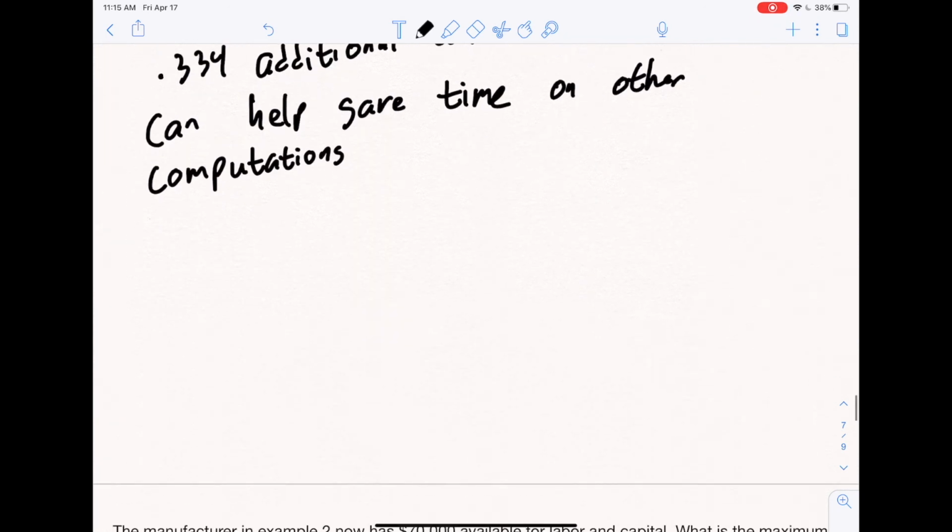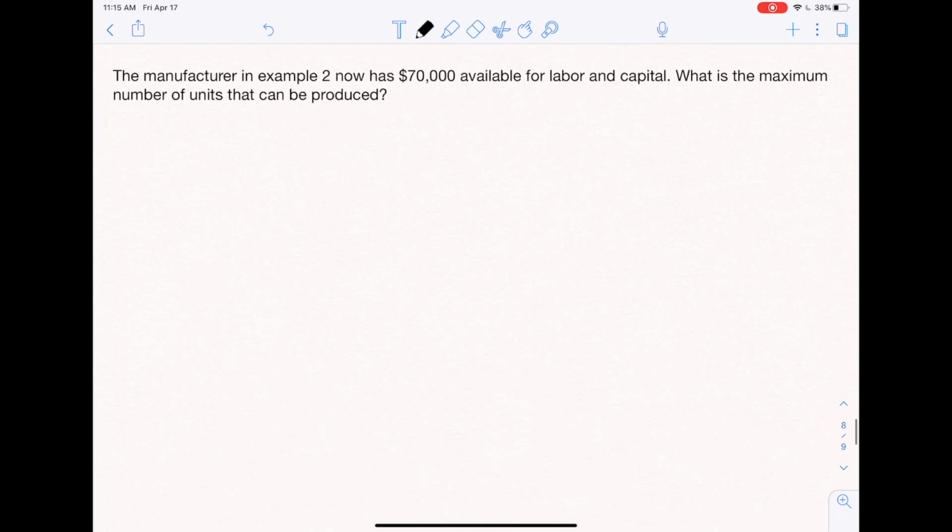So for example, the manufacturer in example 2 now has $70,000 available for labor and capital. What is the maximum number of units that can be produced? Well, we can work through the entire problem again and come up with the same answer, or the only thing that's changed is the available money. It went from $50,000 to $70,000.